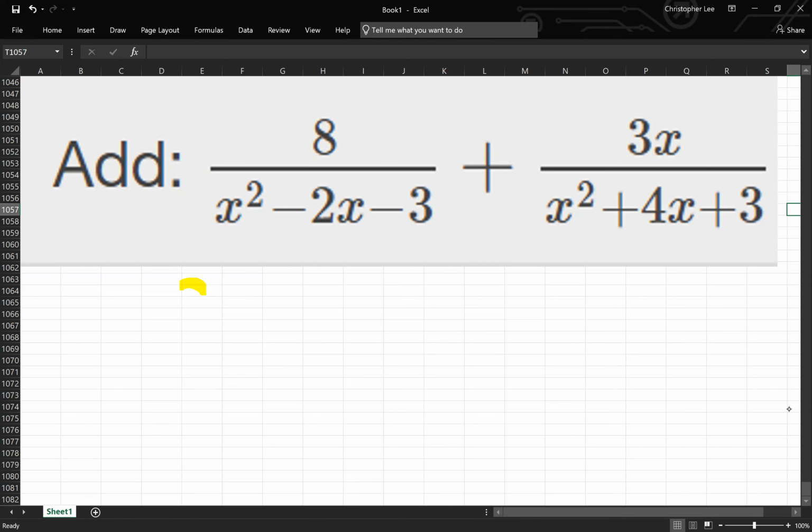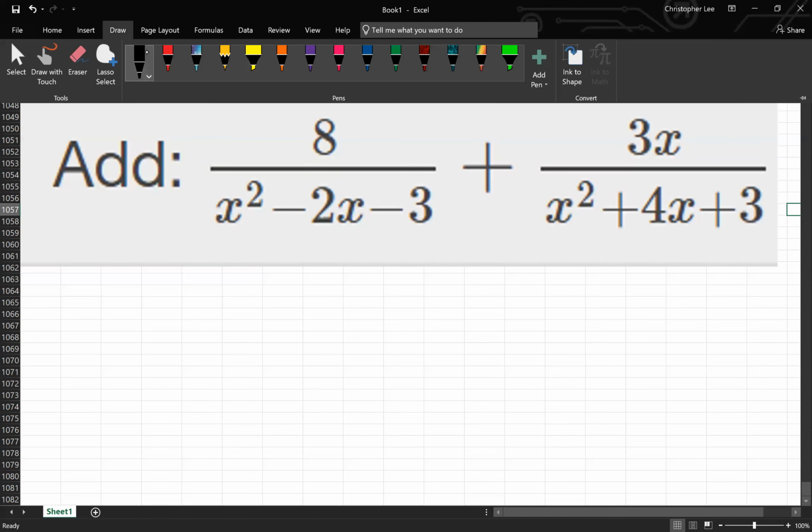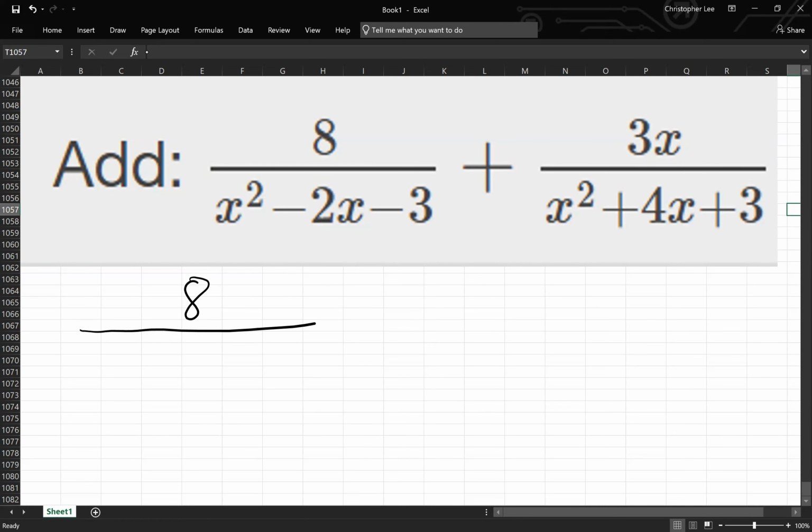So let's factor this. Hold up, I need a pen. It always happens. All right. So I have x squared minus 2x minus 3. Help me out with the factoring here. This is x, this is x. I need two numbers that multiply to -3 and add up to -2. What are they? -3 and +1. Very good. Keep that plus sign going.